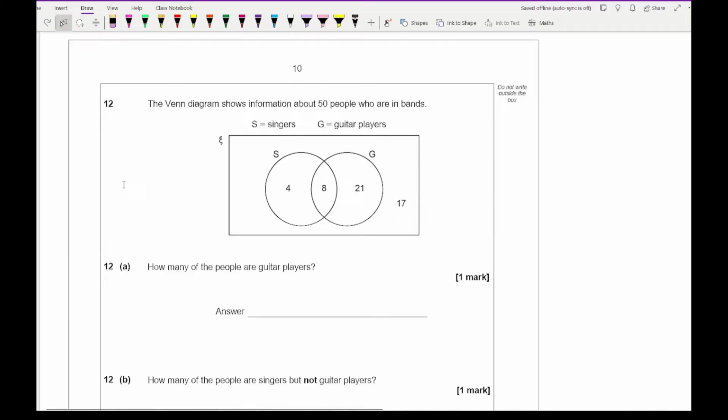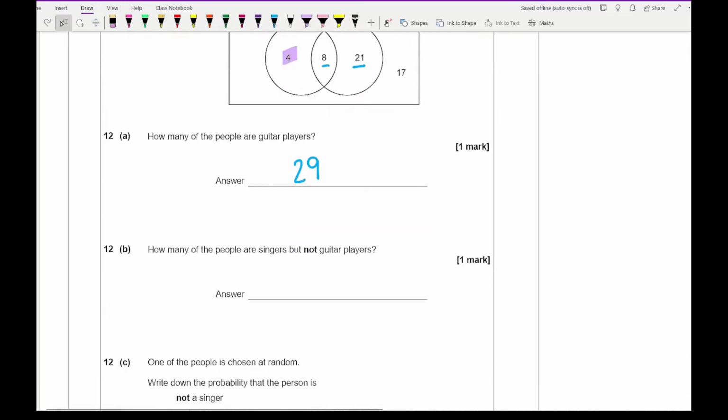For question 12, it says a Venn diagram shows the information about 50 people who are in bands, and it says how many people are guitar players. So for guitar players, what we need to do is add the numbers that are in the guitar circle. So that's 8 plus 21, which is 29. It then says how many people are singers but not guitar players. Well, singers and not guitar players is going to be this number here. So the answer to that one is going to be 4.